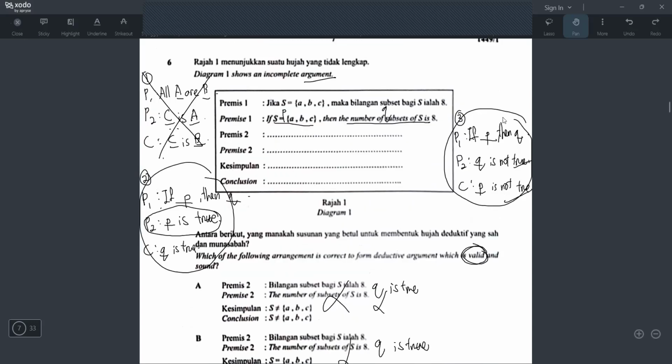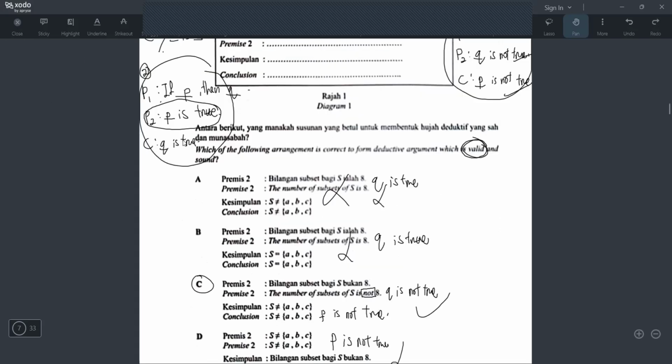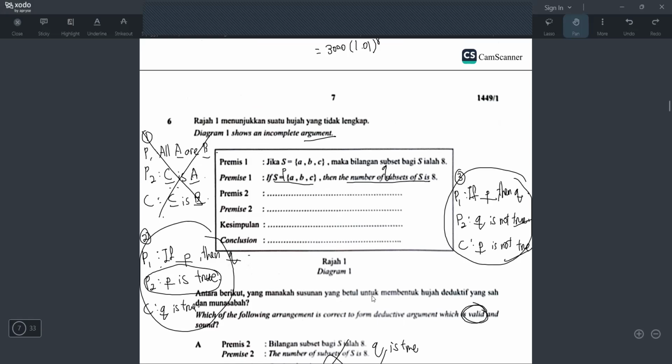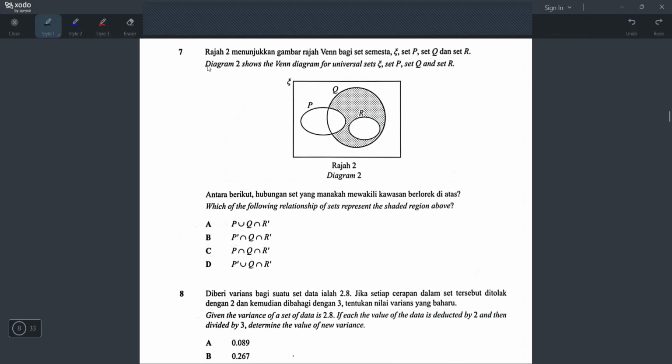Another possibility is you can mention Q first, but you have to do Q is not true and then P is not true. That is why the only answer that makes sense here is C. A and B cannot, because they mentioned Q is true. Okay, I hope you understand. So remember to memorise these three formats. It's very important. Let's continue with number 7.